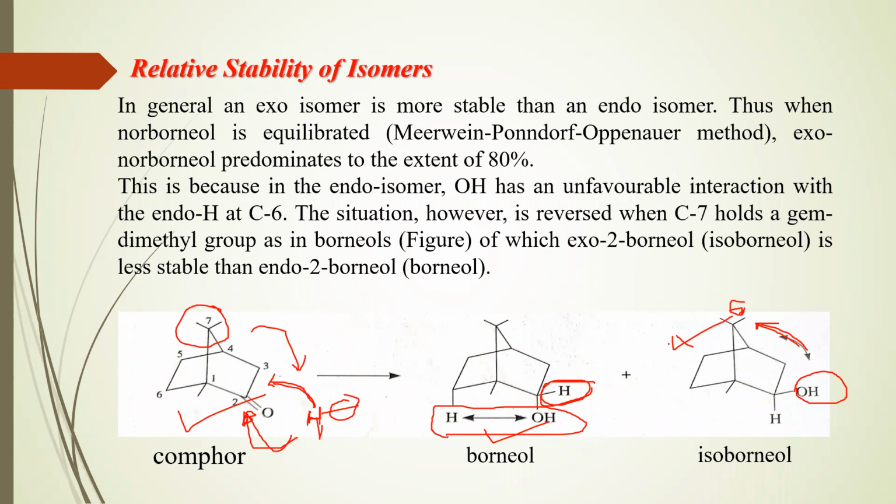There, the most formation of this structure is about 90%. This is the major product of the reduction of the camphor molecule. This exo form is more stable.